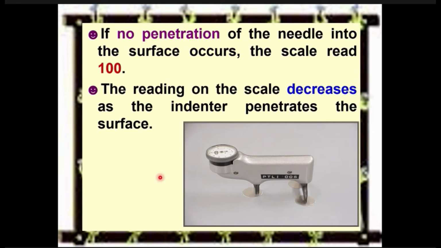If there is no penetration, the scale will read 100, similar to the Shore durometer test. And if there is full penetration, it means the material is soft and it will read 0.